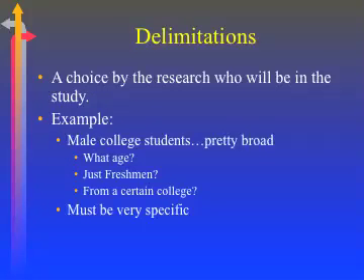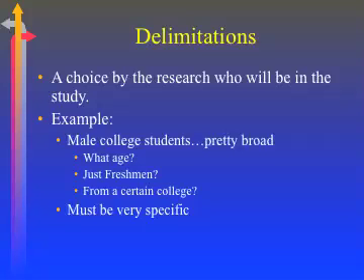What is a delimitation? This is a term that is confusing to students. If we delimit something, that means we're taking something out or we are restricting something. So it's a choice by the researcher who will be in the study and who will not be in the study. So in our example, the male college student is very broad. So we need to become more specific and delimit what that means.